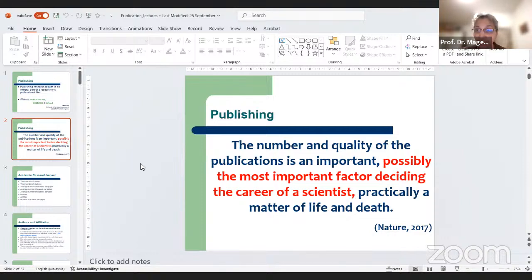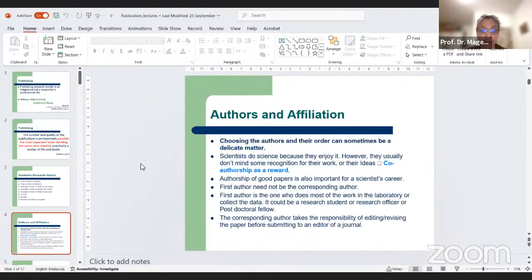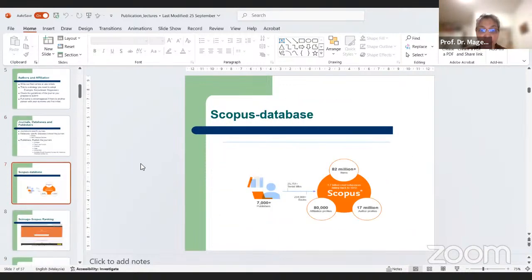So I hold to this principle. I will always publish in the journal that is reputable. I will never publish in the journal which is not reputable. So I hold on to this principle. So let's see. I think I'll skip all this.